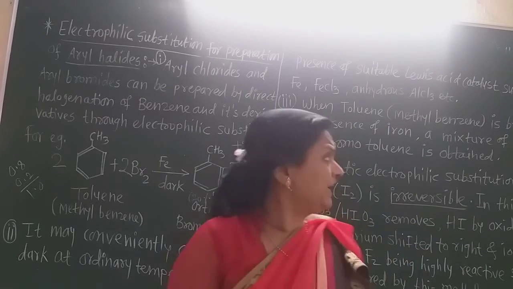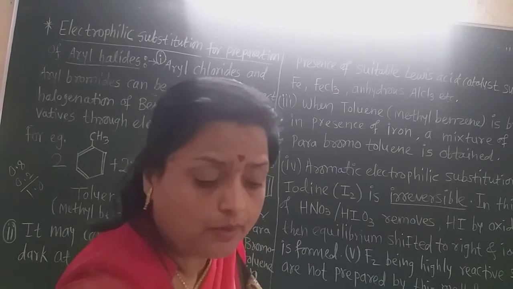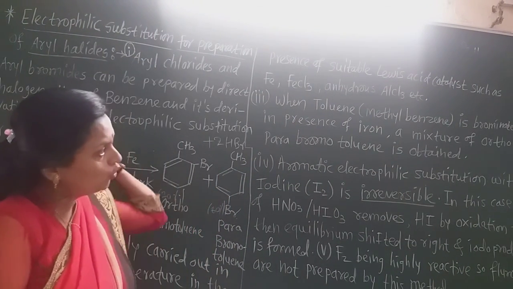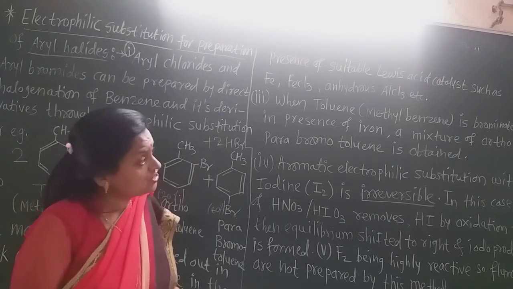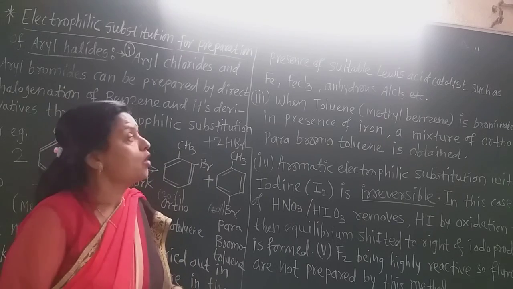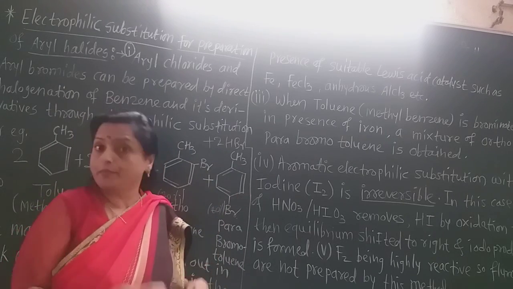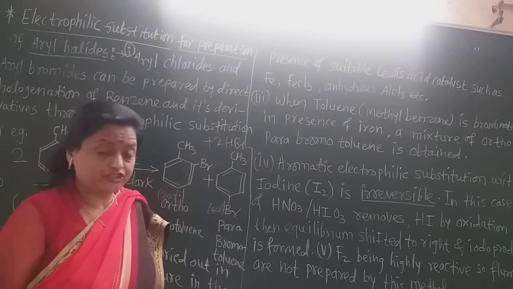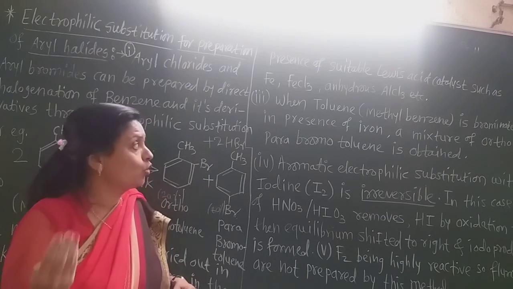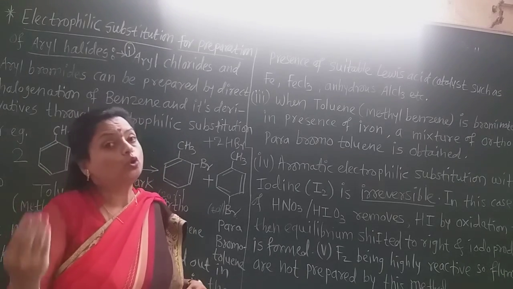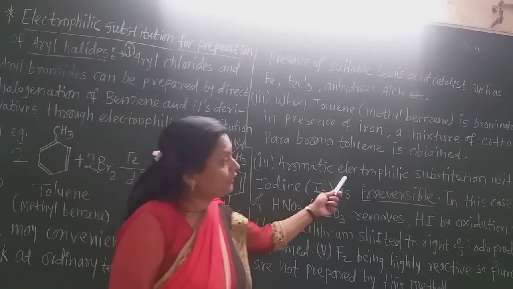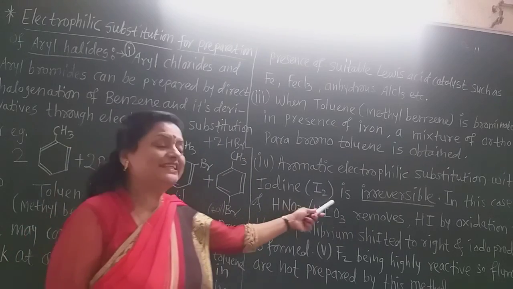Now, the next point, the third point of this short note, is that when toluene, that is methylbenzene, is brominated in the presence of iron, a mixture of ortho and para bromotoluene is obtained. This is the reaction. If we carry out the chlorination, a mixture of para-chlorotoluene and ortho-chlorotoluene will be obtained. Aromatic electrophilic substitution with iodine is reversible.